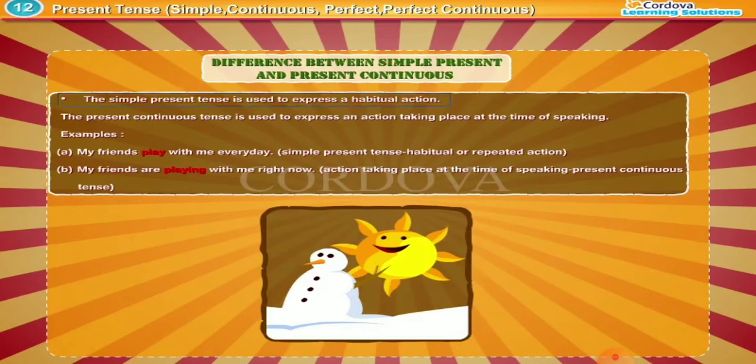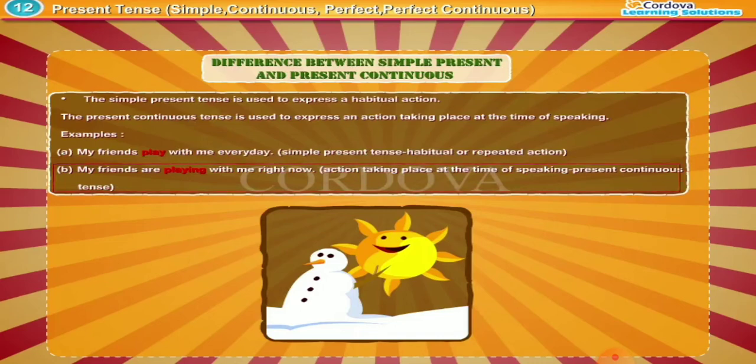The simple present tense is used to express a habitual action. The present continuous tense is used to express an action taking place at the time of speaking. Examples: My friends play with me every day. Simple present tense, habitual or repeated action. My friends are playing with me right now. Action taking place at the time of speaking.